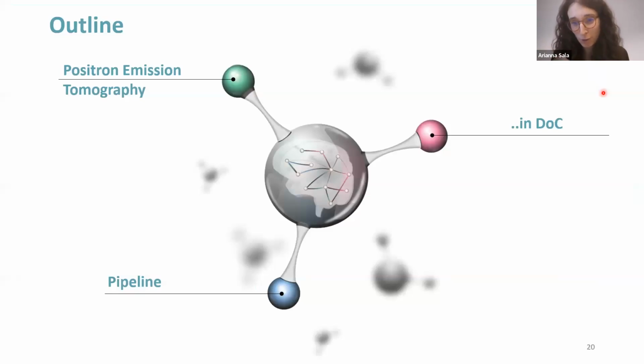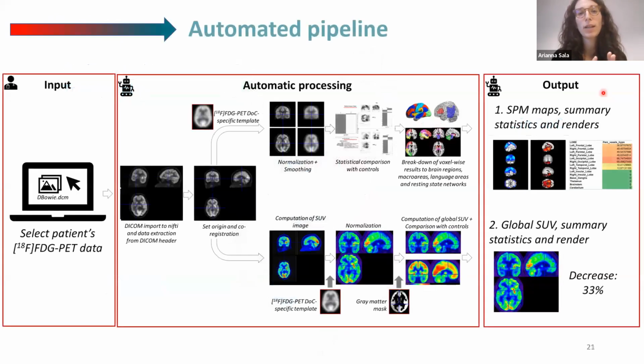So our response to this issue is indeed this pipeline. The idea of the pipeline, once again, is to try to reduce the amount of technical difficulties in generating the kind of metrics, the SPM maps, the maps of relative changes in metabolism, and in assessing the global SUV, so the global absolute changes in metabolism, in clinical centers. The pipeline solves the technical difficulties, but still requires sufficiently expert users to then interpret the results. This is something that we cannot solve on the technical side.